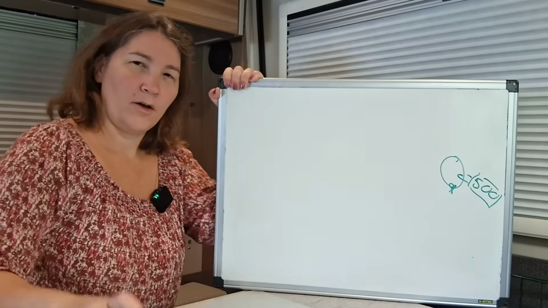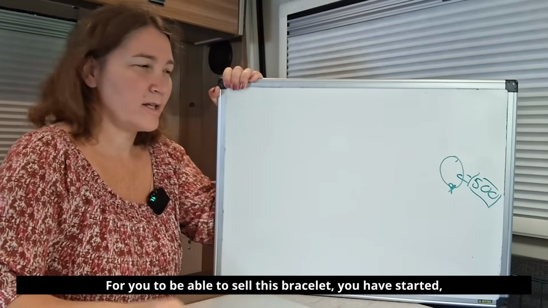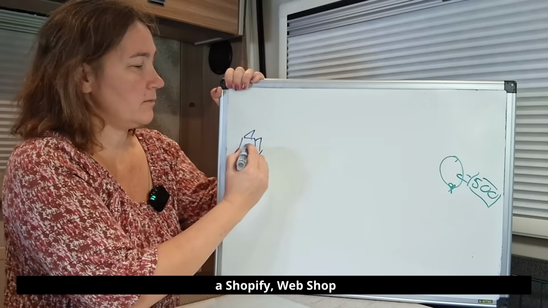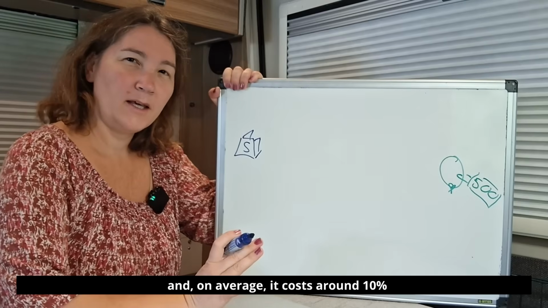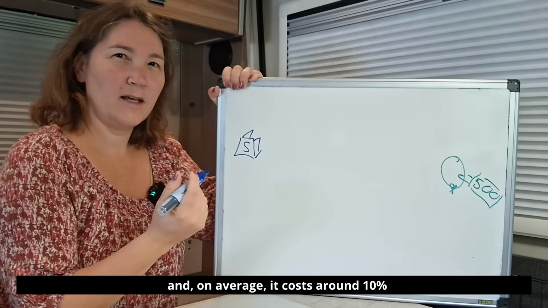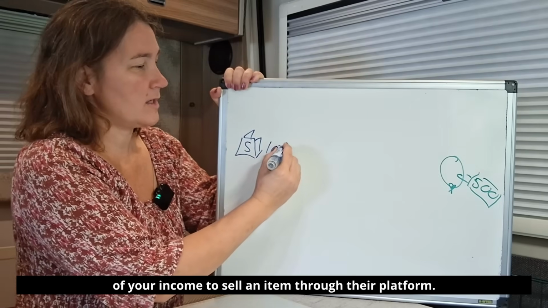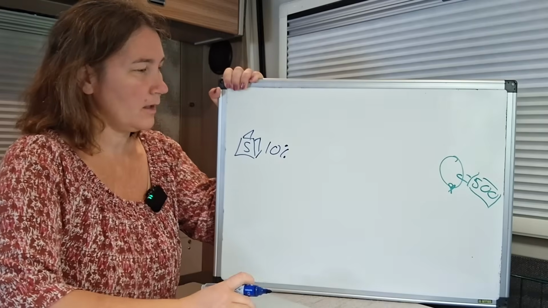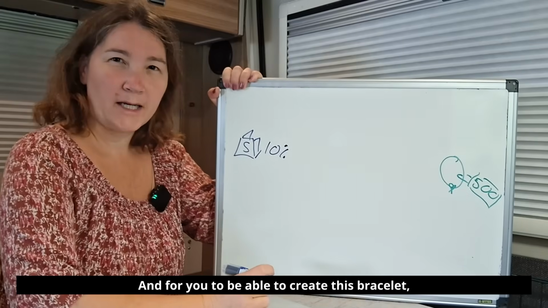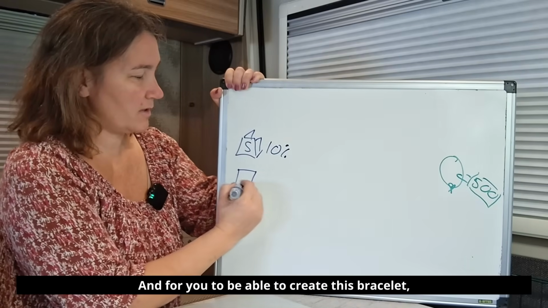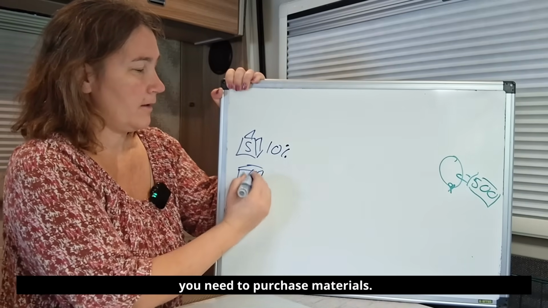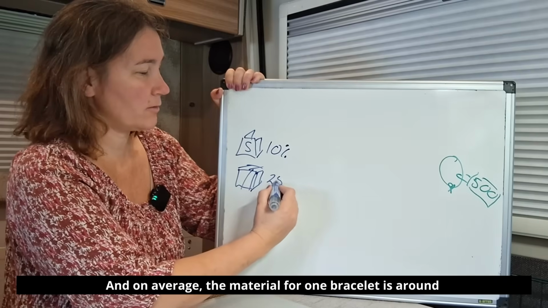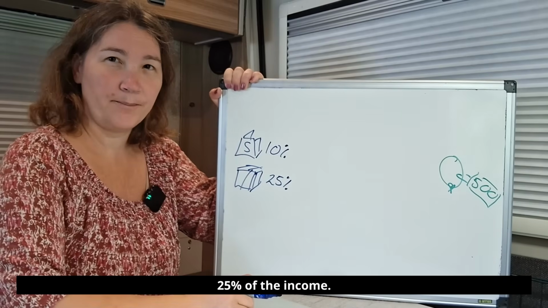bracelet. For you to be able to sell this bracelet, you have started, let's say, a Shopify webshop, and on average it costs around 10% of your income to sell an item through their platform. And for you to be able to create this bracelet, you need to purchase materials. On average, the material for one bracelet is around 25% of the income.